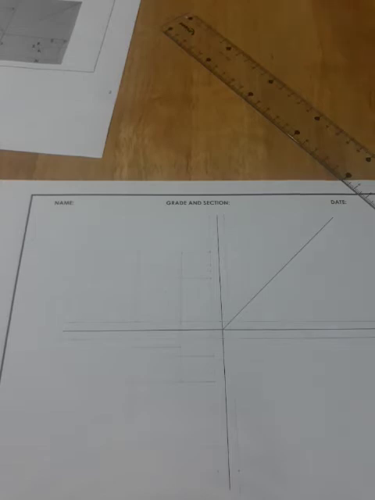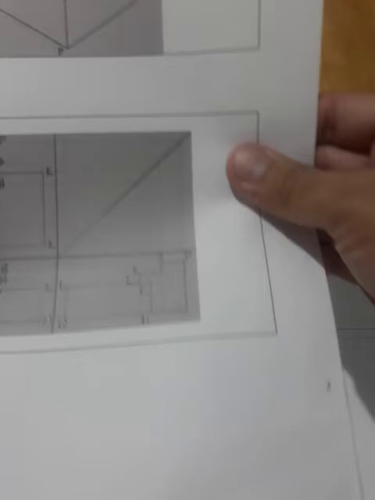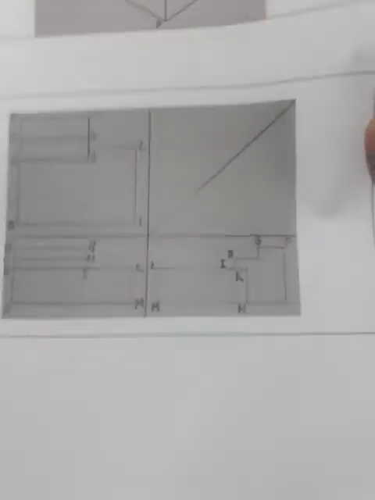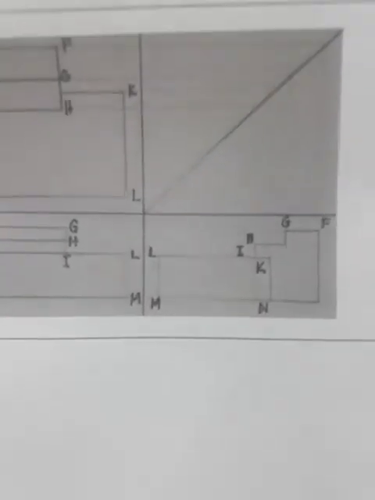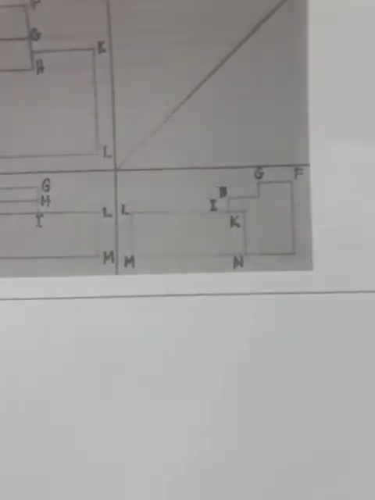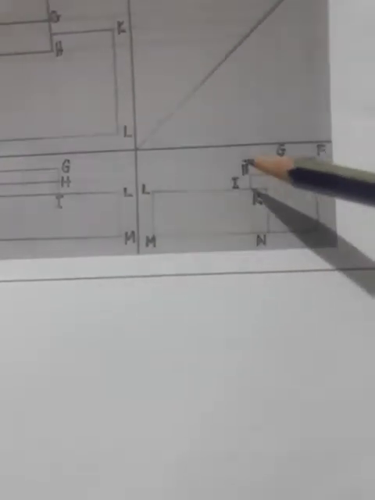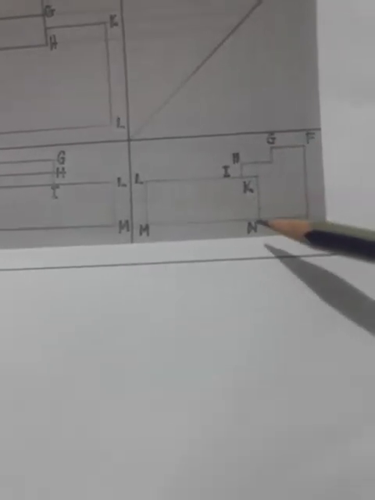Okay, we're almost done with the orthographic projection. Now, if you're sure with the top view and front view of your object, as you can see right now on my sample illustration, this will be the right side view of the object. So points L, M, I, H, G, F, K, and N.